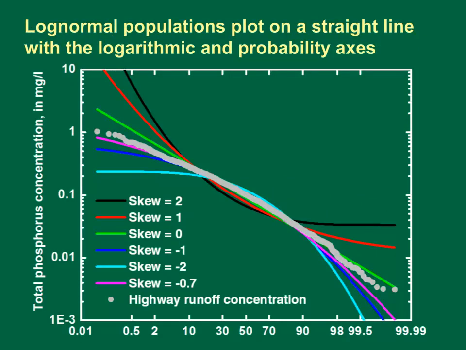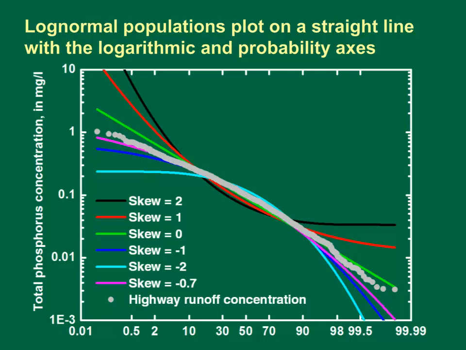This graph is an example showing the effects of different skew values on simulated distributions with the same average and standard deviations. The highway runoff data and all these theoretical distributions have a mean of minus 1.05 and a standard deviation of 0.423 in log space. The vertical axis shows the total phosphorus concentrations on a log scale. The horizontal axis shows the risk for equaling or exceeding a given highway runoff concentration.